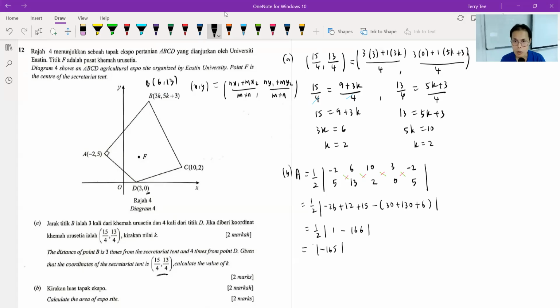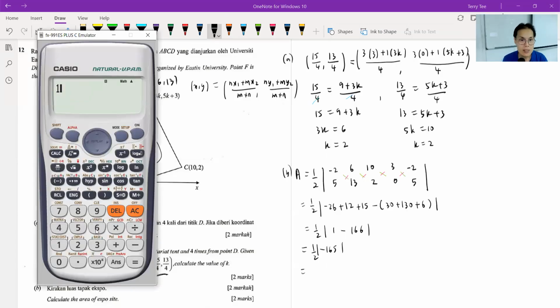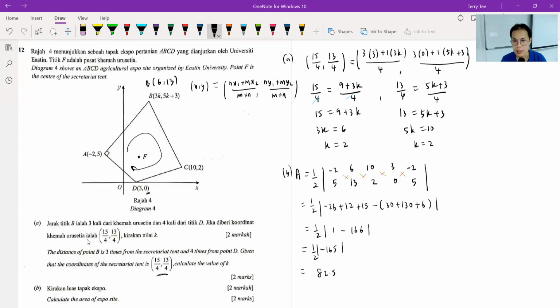We can treat it like a modulus. Remember, if you choose the coordinates in the clockwise direction, whatever inside this will be negative. But since area can't be negative, we just take the positive value. So drop the negative. 165 times half is 82.5. That is the area. The question didn't mention the unit, so I just write square unit.